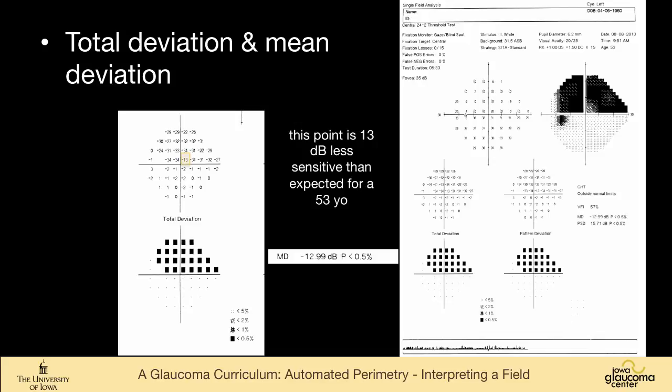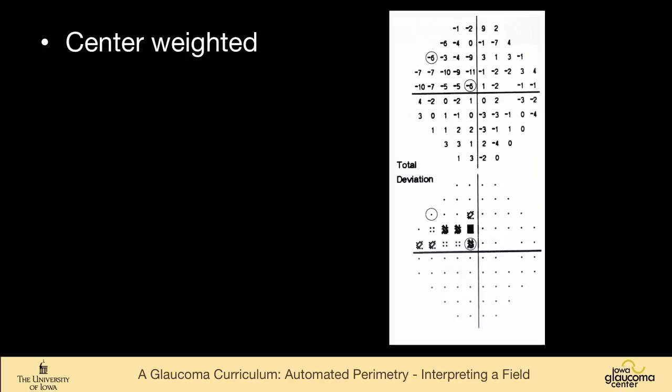Right, so this point, 13 decibels, less sensitive than expected for a 53-year-old. And here's just an example of center weighting. You can see that these two circled points are both down by 6 decibels from expected, but the one that's closest to the center is assigned a highly significant probability of this being abnormal, whereas the one in the periphery is not.